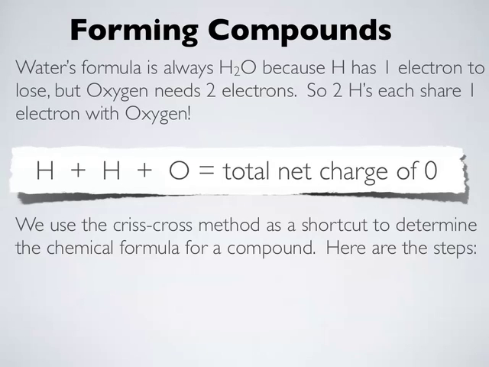What we're going to be talking about today. Well, let's use just a simple example, water. When you look at your periodic table, hydrogen, how many valence electrons does it have? One. So what's its oxidation number? Plus one.